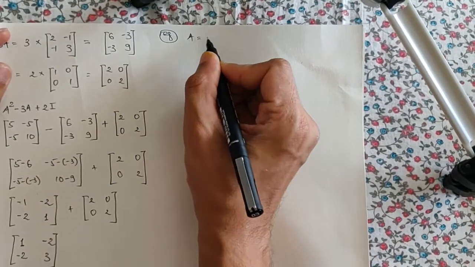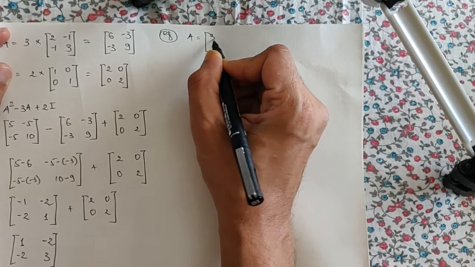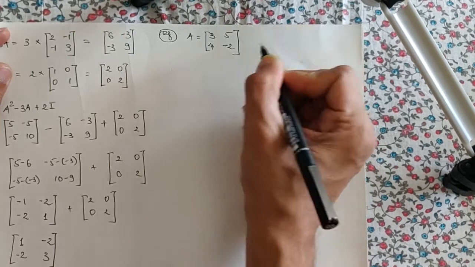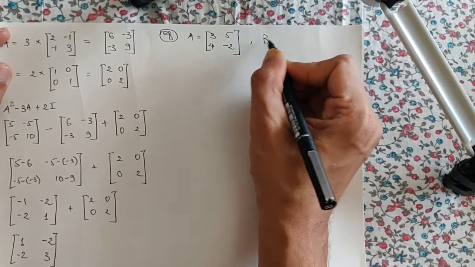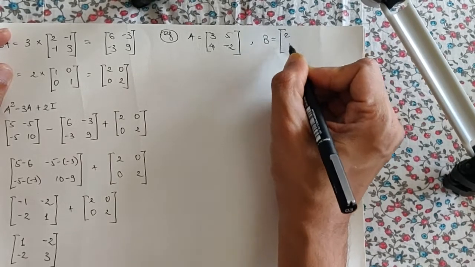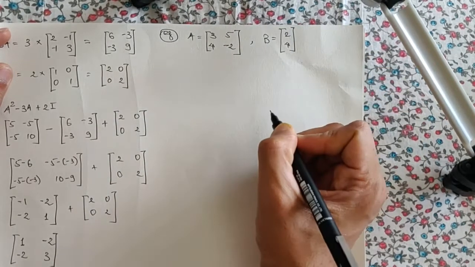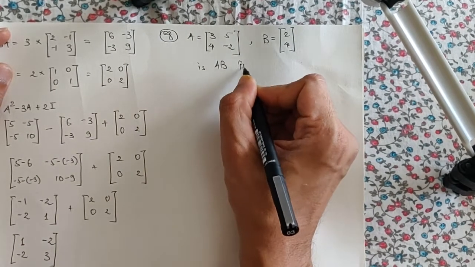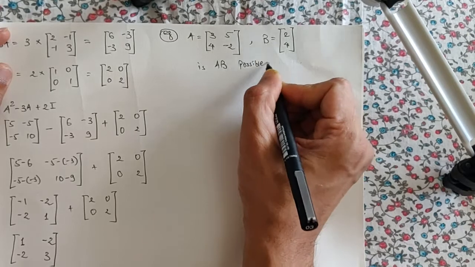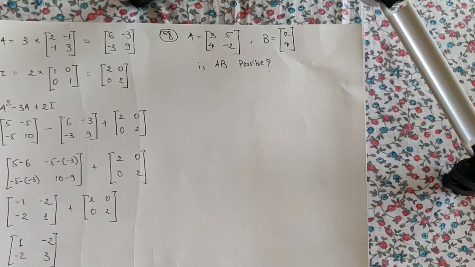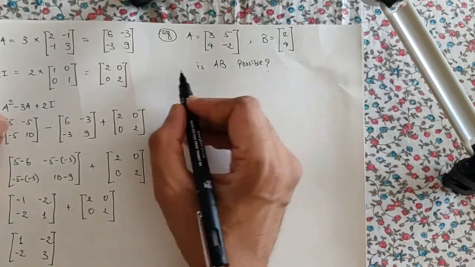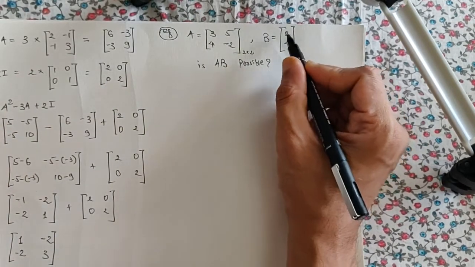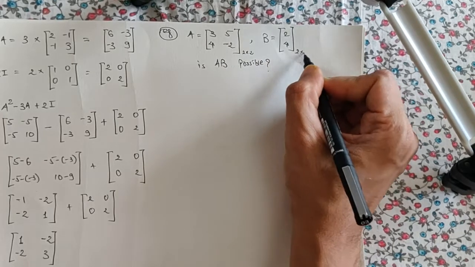Matrix A is 3 5 4 minus 2, and matrix B is 2 and 4. Is the product AB possible? If it is possible, then we have to find AB. So let's check the order of A. The order of A is 2 by 2. The order of B, 2 rows and 1 column, so 2 by 1.